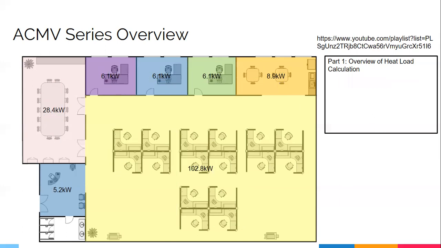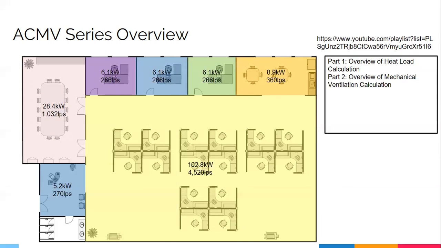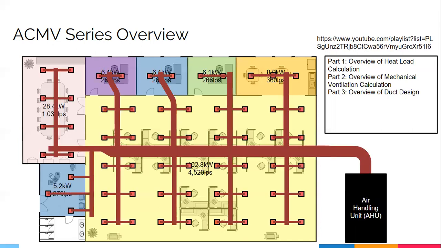So again, these are the heat loads for the area. These are the flow rates for the area. And this is our proposed duct design. So this is the supply. We're going to show you the return also. But if you're interested in knowing how we got these things, you can watch the YouTube playlist at the corner of the screen.